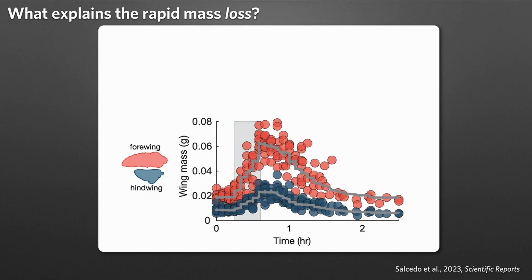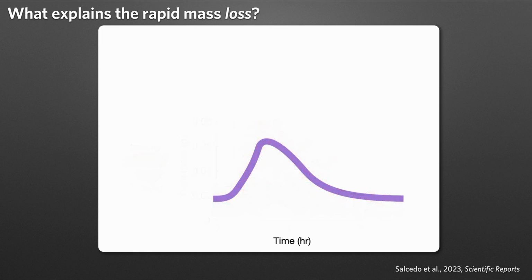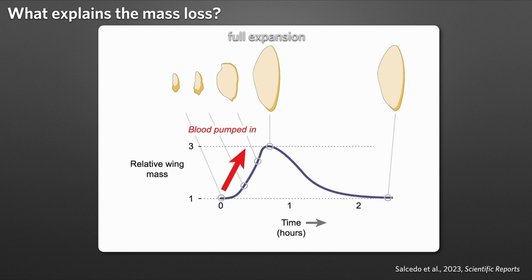I'm going to turn this into a bit of a cartoon here. So there's our mass curve. And here are the wings as they expand. And here's the full expansion point. And then a couple hours later, we have this nice light wing. So we think that the blood is being pumped out during this phase here.